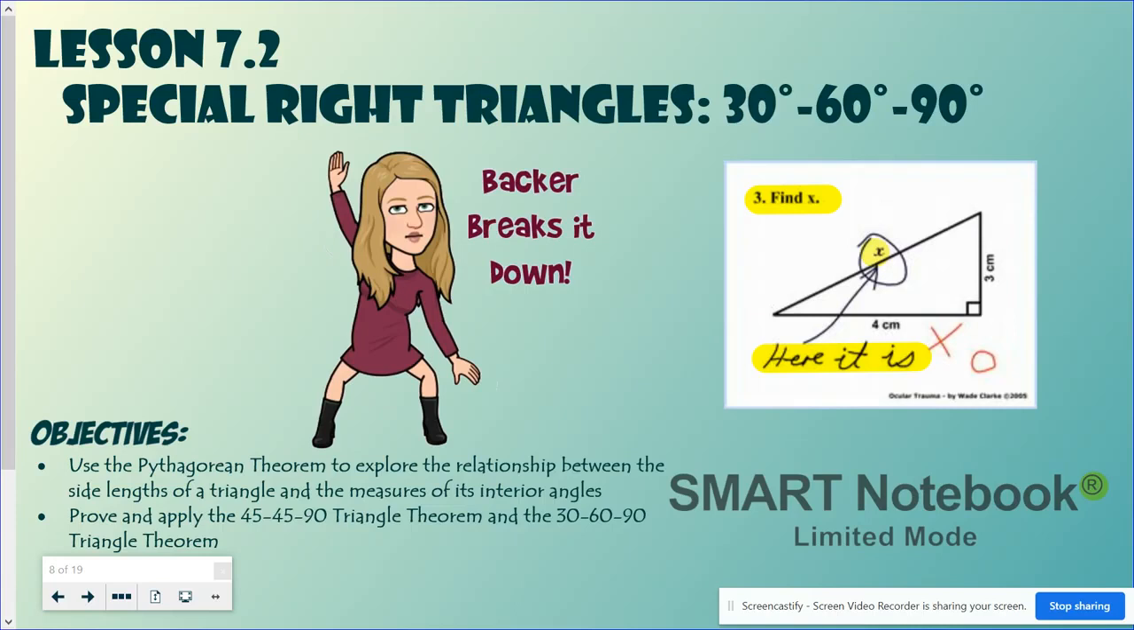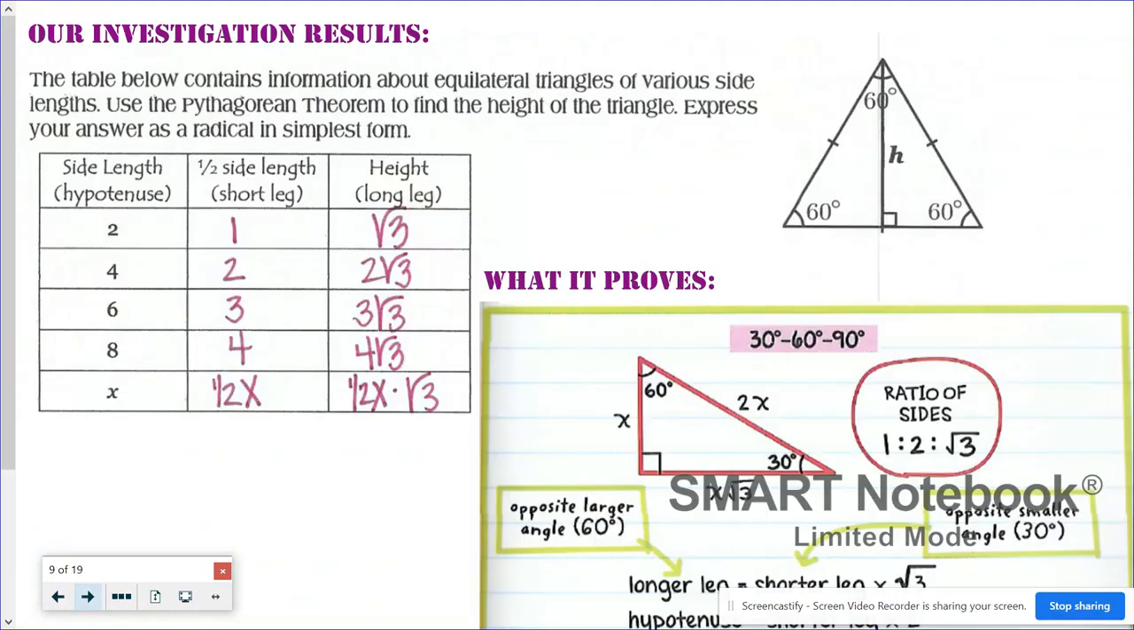In this episode, we're looking at special right triangles with a focus on the 30, 60, 90 triangle. Now, previously we investigated a 30, 60, 90 triangle. I gave you an equilateral triangle, and I told you the length of a side of the equilateral triangle. This side is representing the hypotenuse of a right triangle. I told you that the shorter leg is half the side length.